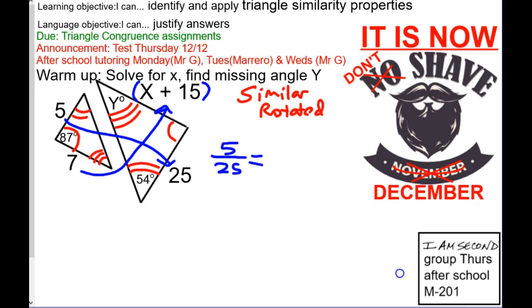Equals what over what? Not 1. Okay, so we just did left to right, 5 over 25. So I'm going to do left to right. What's this? 7 over x plus 15. Okay, so it's by side lengths. So again, I connect them because I'm going to make those into fractions. Connect and connect. So now all I got to do is do that cross multiplying, or some people call it the butterfly method. Let's do this. 25 times 7 is what?